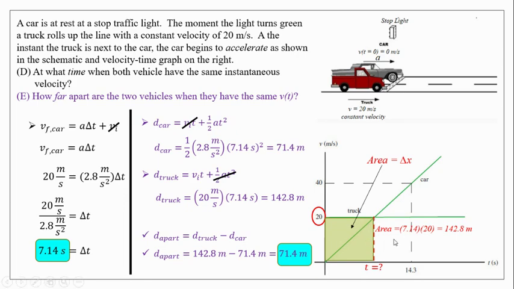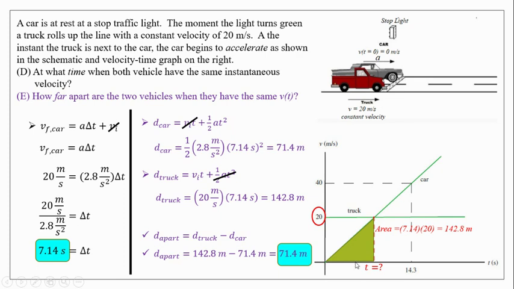So if you do that, area is just base times height. My base here is what t was, and I found that in part D. The time here is 7.14, aka my base, and then my height is 20. So 7.14 times 20 is 142.8 meters. Now that's for the truck though. Well, I can use the same strategy and find the displacement for the car. And the displacement for the car is this right triangle.